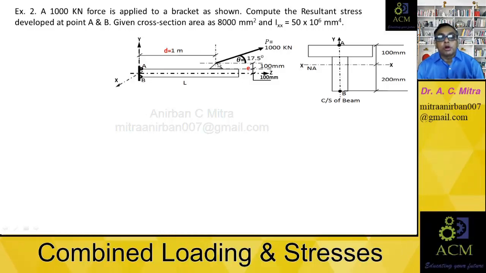The cross-section area of this problem is mentioned. It will be 8000 mm square, and the moment of inertia along the x-axis is also given, 15 into 10 raised to 6 mm raised to 4. Here we have also mentioned the x-axis, this one is the y-axis, and the z-axis is along the length. If you see that side view, then we can get the cross-section area at x-x and y-y sections.